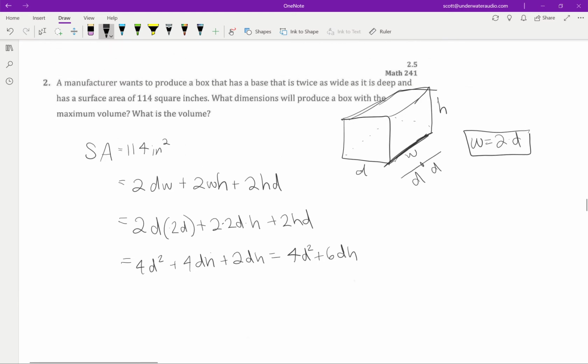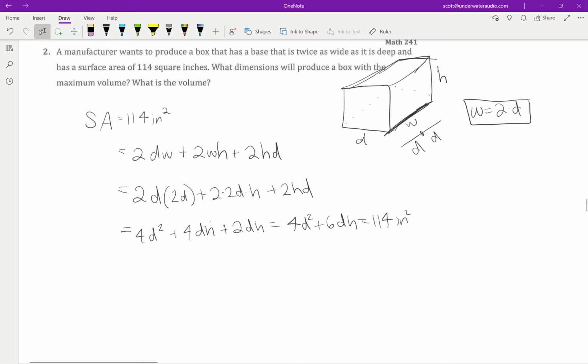Let's read the problem one more time. A manufacturer wants to produce a box that has a base that is twice as wide as it is deep. Okay, I did that. And it has a surface area of 114 square inches. So I used the information I have to get that 4D squared plus 6DH equals 114. What dimensions will produce a box with the maximum volume? What is the volume? I want to find the dimensions that will produce a box with the max volume.